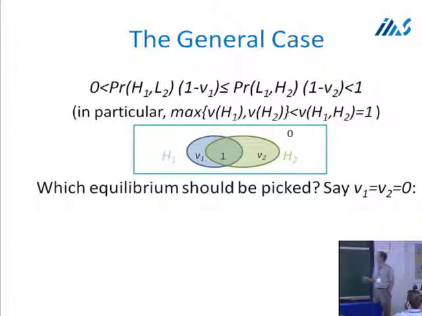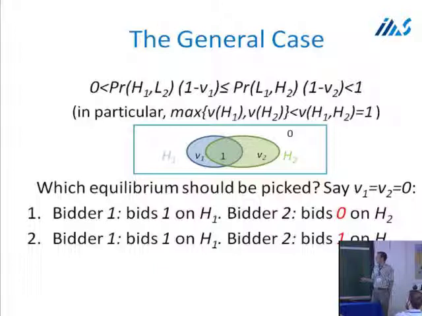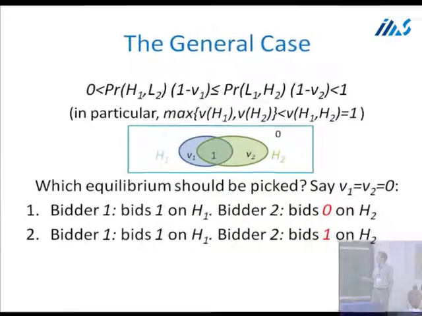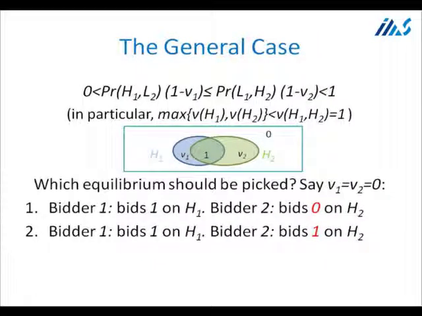For this general case, even for the special case in which V1 and V2 are 0, it's like a riddle to understand what should be the equilibrium. So there is a multiplicity of equilibria, but it seems like one should be chosen, and we don't really know which one, so we had to dig in and actually find the solution without planning for that. One possibility is for agent 1 to bid 1 when he sees the high signal, and agent 2 to bid 0 when he sees the high signal.